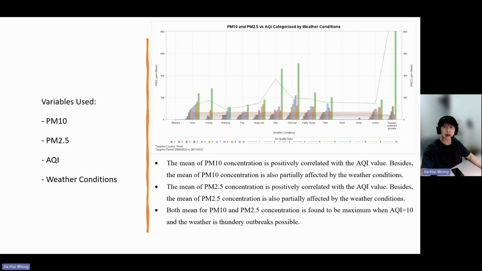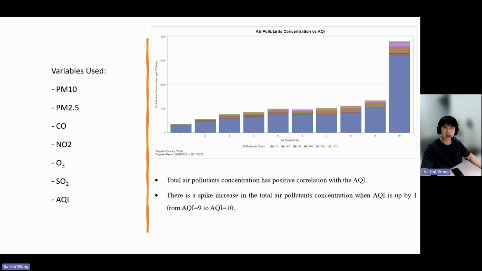Next, this is a 4-variable analysis using PM10, PM2.5, AQI, and weather conditions. The visualization shows that both PM10 and PM2.5 have positive correlation with AQI and are also partially affected by the weather conditions. Lastly, this is a bar chart which combines all the pollutant variables and studies the relationship between total air pollutants concentration and AQI. It shows that the total air pollutants concentration has positive correlation with AQI.